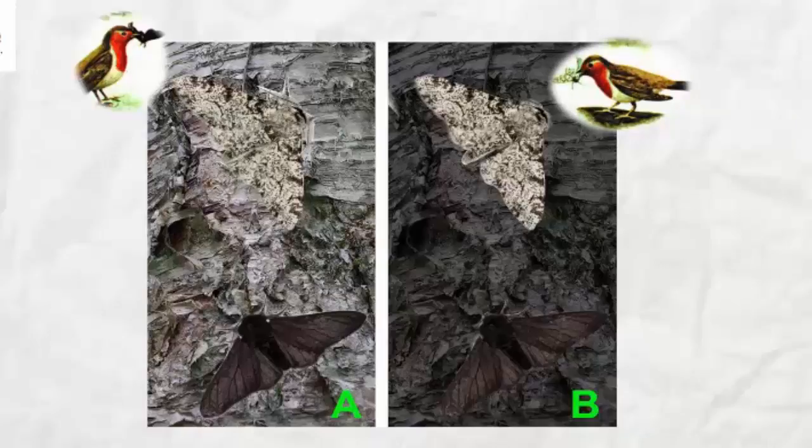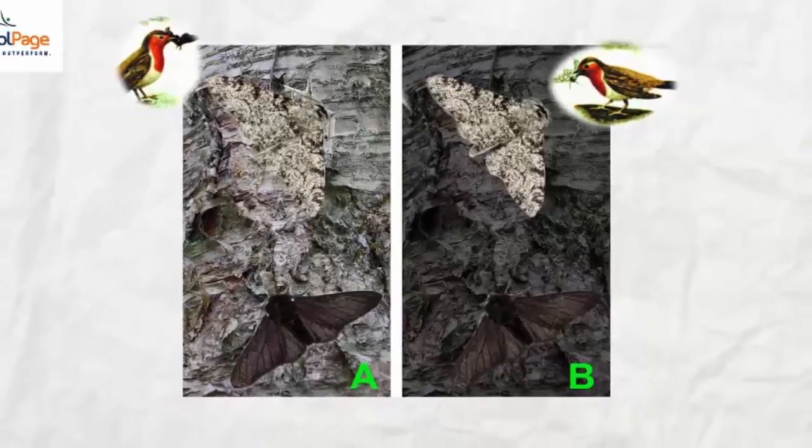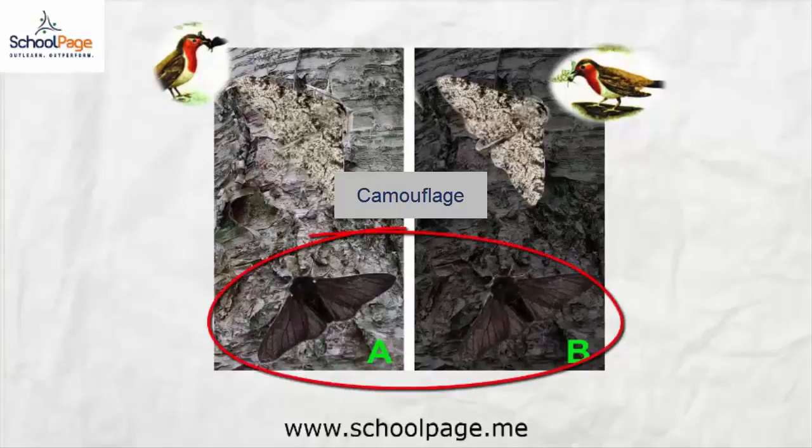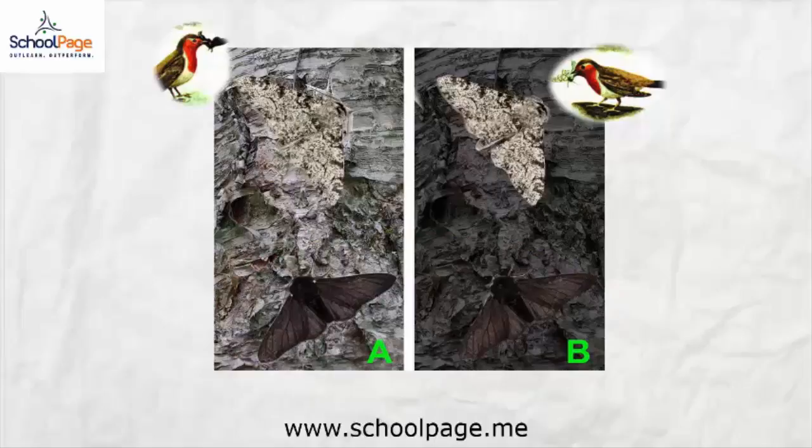The two forms of the moth are because of the variation, and the variation helped the black moth survive during the Industrial Revolution. It gave an advantage of camouflage, the change of color which suits the background, helping it to avoid the predators. This is how variation helped the black moth survive during the Industrial Revolution.